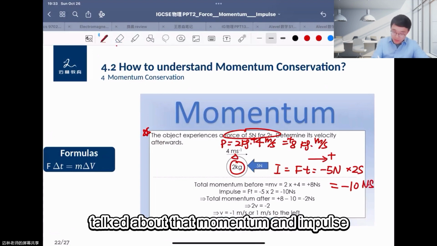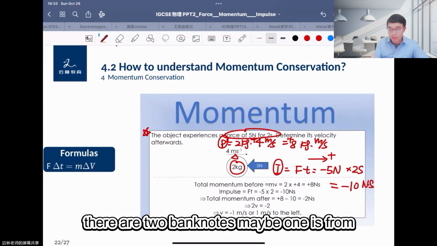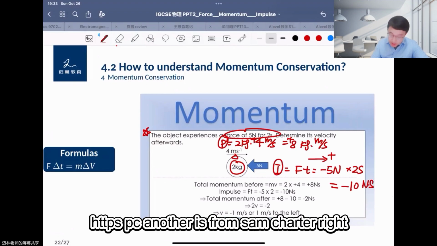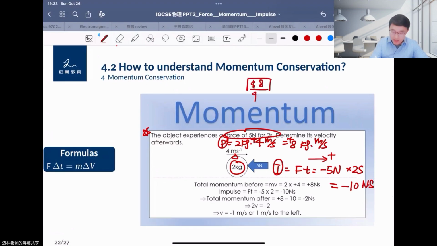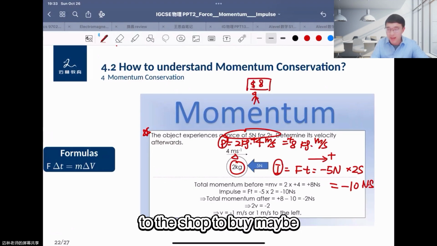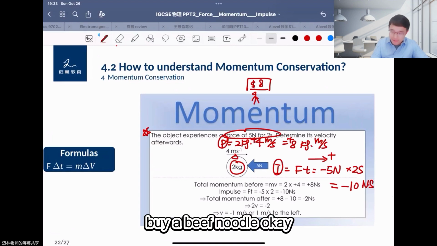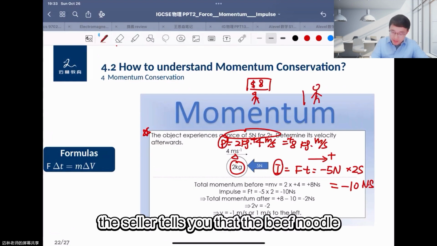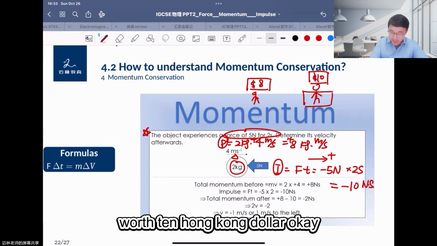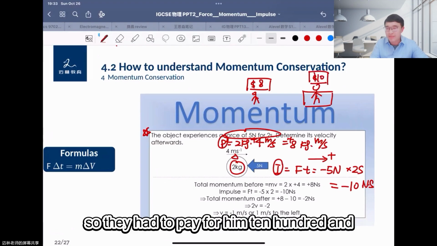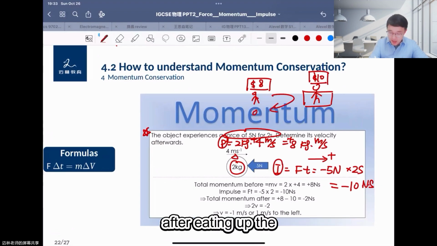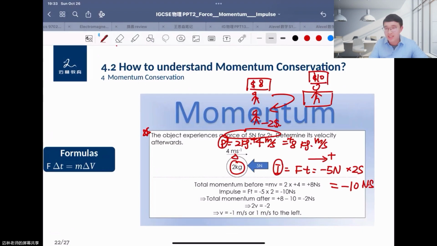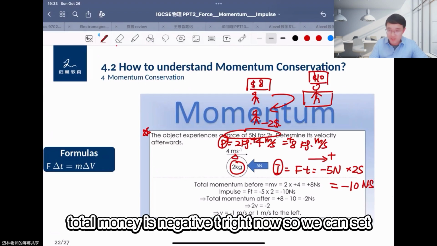So we already talked about momentum and impulse. There are like two banknotes, maybe one is from HSBC, another is from Standard Chartered, right? So it's like you're taking $8 with you, and you're very happy today, and you want to go to the shop to maybe buy a beef noodle, okay? And the seller tells you that the beef noodle is worth 10 Hong Kong dollars, so you have to pay 10 dollars, and you have to borrow another $2, right? So after eating the beef noodles, you go back home with $2 of borrowed money. Your total amount is negative 2 right now.